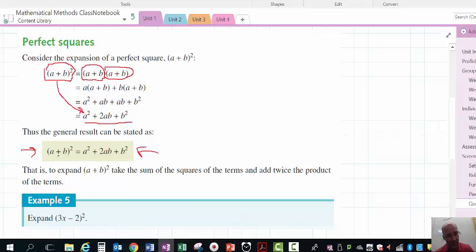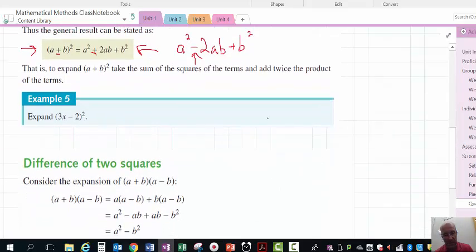Another note, if it's a minus b all squared, that first term there will have a minus, only that one. A squared minus 2ab plus b squared. Note, only that one is minus there. We can see that translated into the next example here.